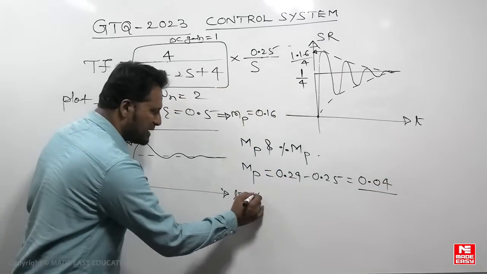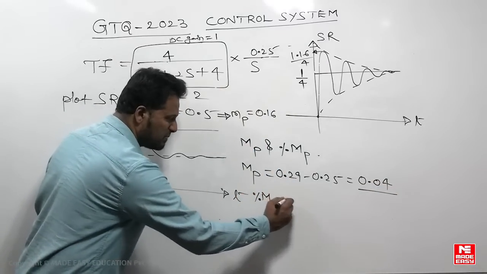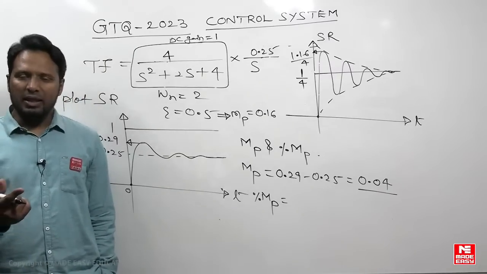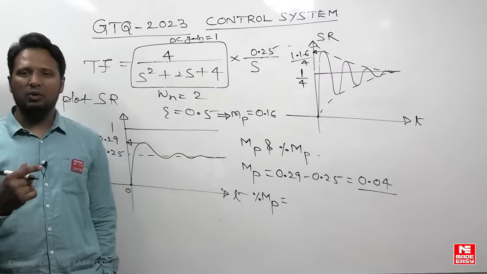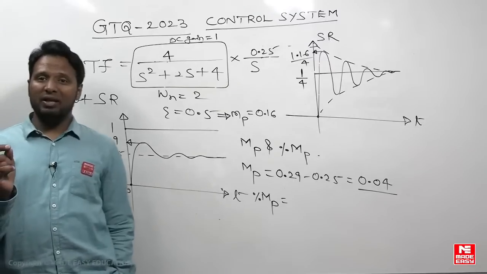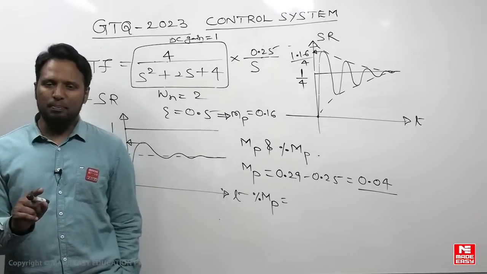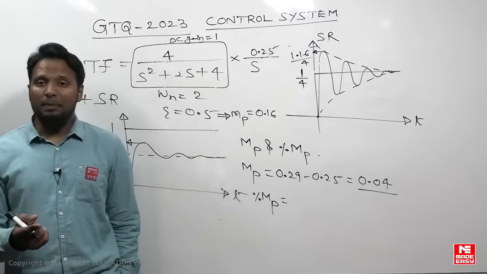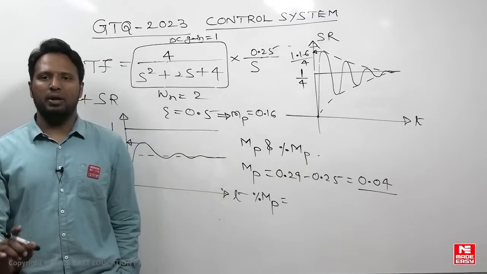Suppose if I am asked to find percentage MP, you know what is percentage MP? It is normalizing MP with final value of the response and then multiplying with 100. So remember very carefully, percentage MP is not multiplying MP with 100. It is multiplying normalized MP with 100.